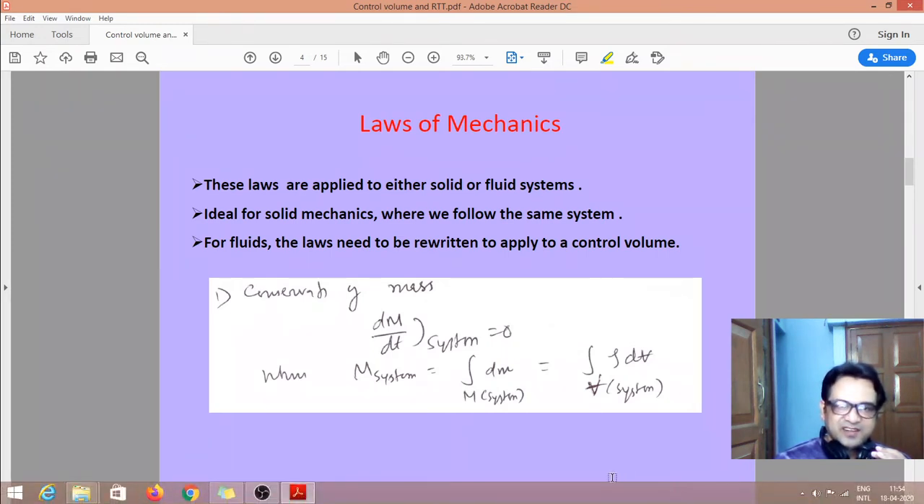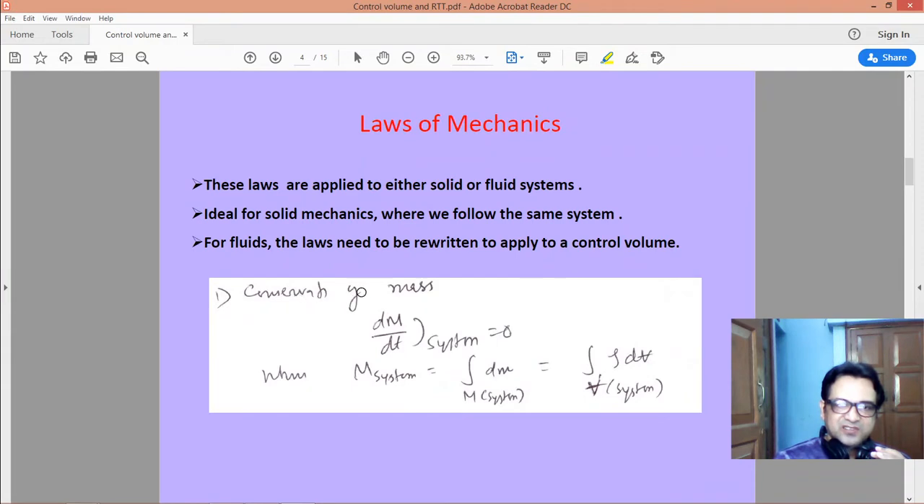So what are the different physical laws? One is conservation of mass. We write all the physical laws in terms of rate of change. For conservation of mass, the rate of change of mass of the system is 0, because for a system the mass remains constant.